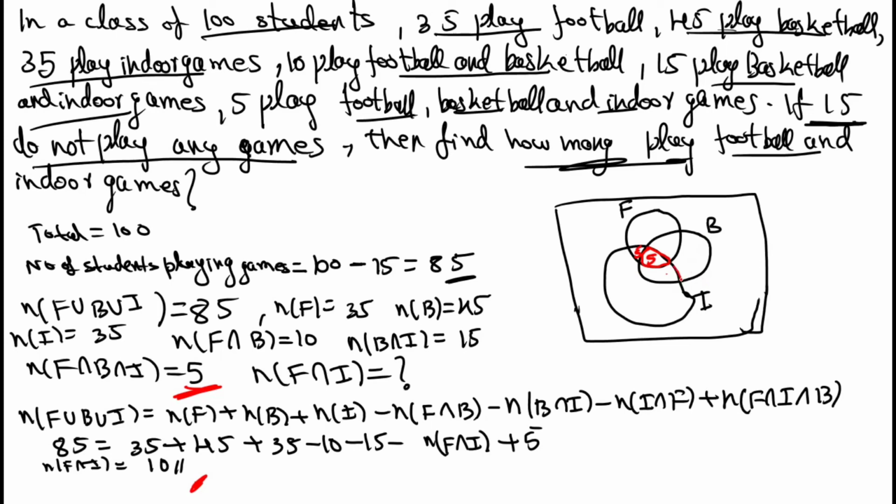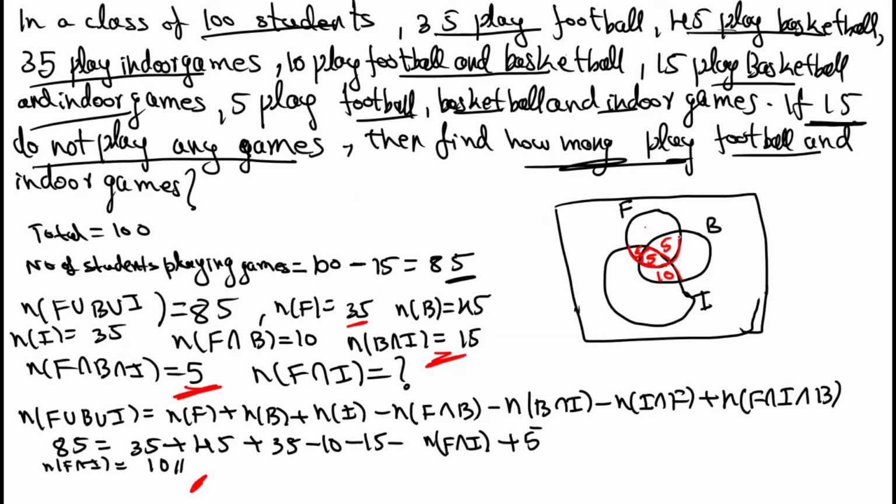And this part is for B and I. B intersection I is given as 15, but already 5 is written, so here 10 is remaining. Then this part is for F and B, where only F and B intersect. F intersection B is 10, but you already wrote 5 in the intersection, so you need to write 5. Now go to F. n of F is equal to 35. If you observe this circle, it has 5, 10, and here 5.